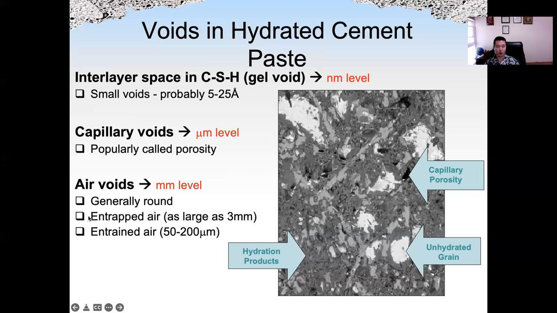We also have entrapped air, which is much larger. Entrapped air is the voids we do not want in concrete. It is due to the concrete not being fully compacted. So we try to eliminate entrapped air as much as possible.